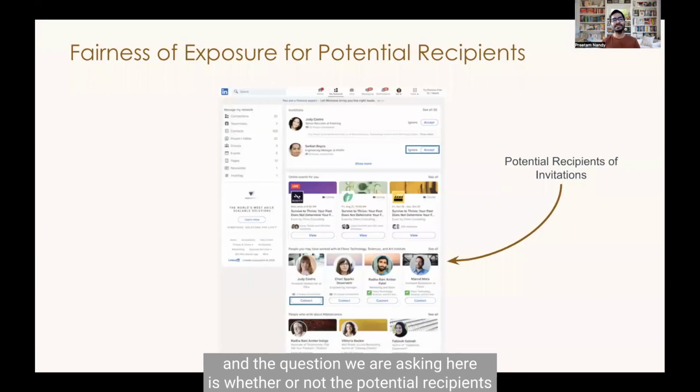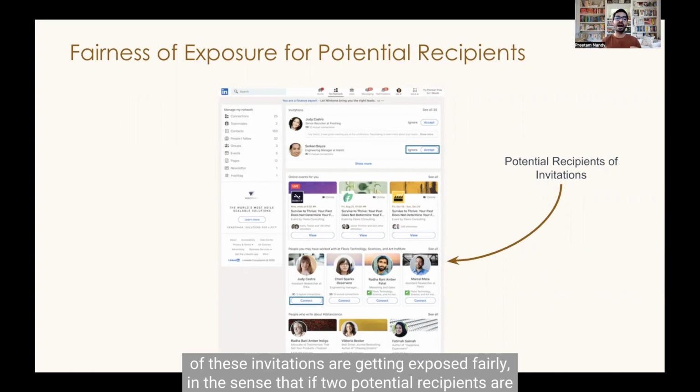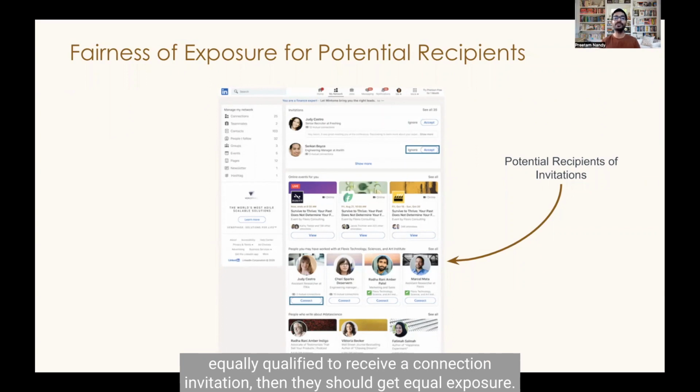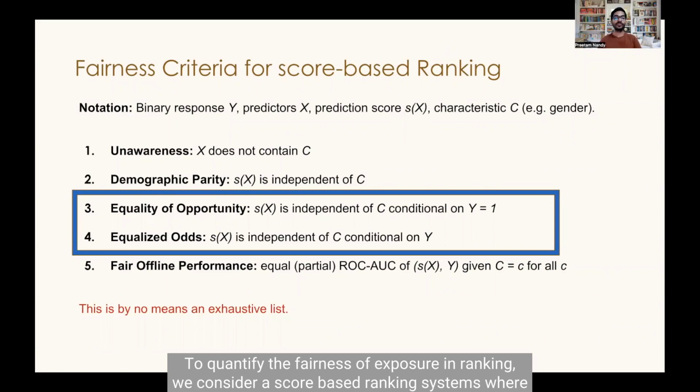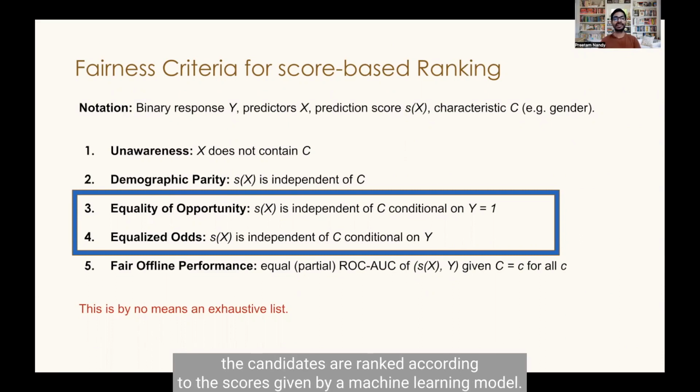And the question we are asking here is whether or not the potential recipients of these invitations are getting exposed fairly, in the sense that if two potential recipients are equally qualified to receive a connection invitation, then they should get equal exposure. To quantify the fairness of exposure in ranking, we consider score-based ranking systems where the candidates are ranked according to the scores given by a machine learning model.